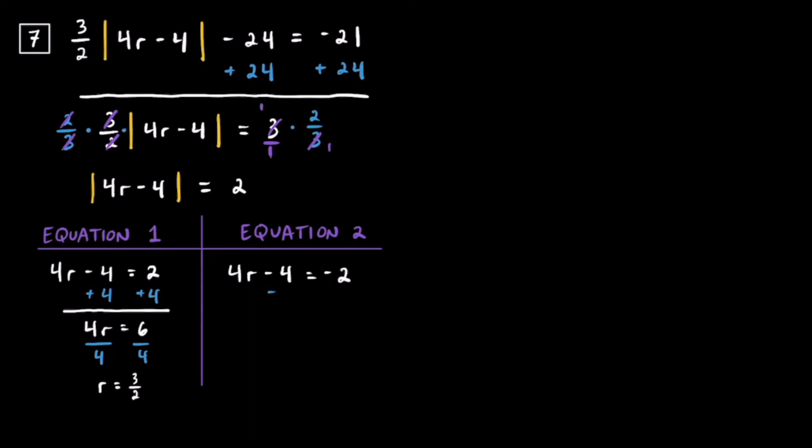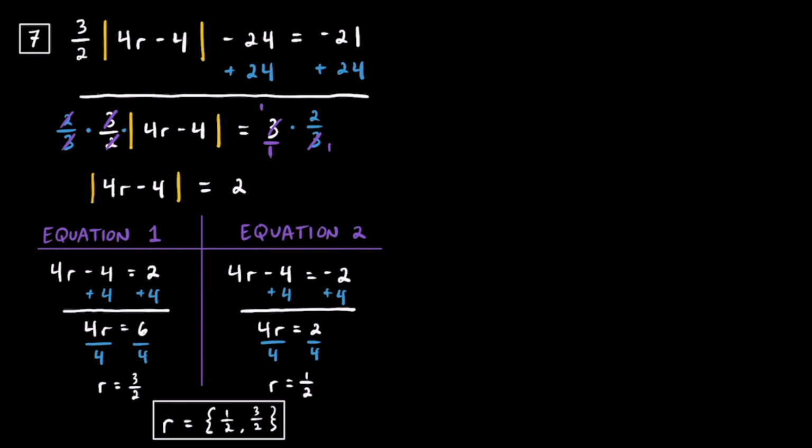For the equation on the right, we'll start by adding 4 to both sides of the equation, just like we did earlier, and we're going to be left with 4r is equal to positive 2, and then dividing both sides by positive 4, we're going to find that 1r, or just r, is equal to 2/4, but that simplifies down to 1/2. The two values that make this equation true are when r is equal to positive 1/2, or when r is equal to positive 3/2. Those are our two solutions.